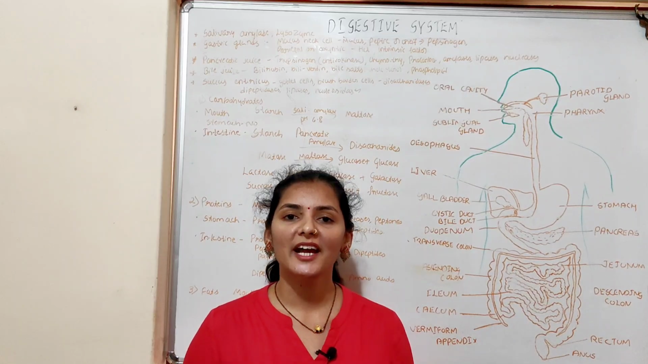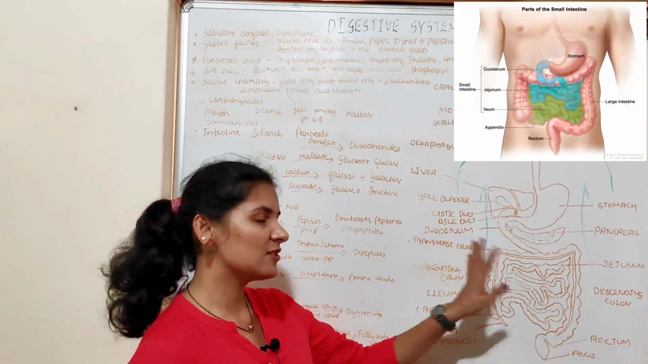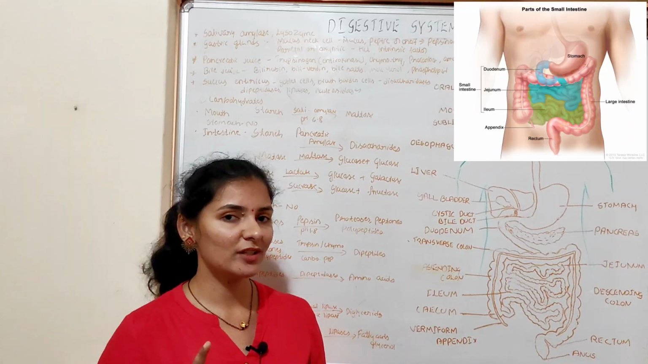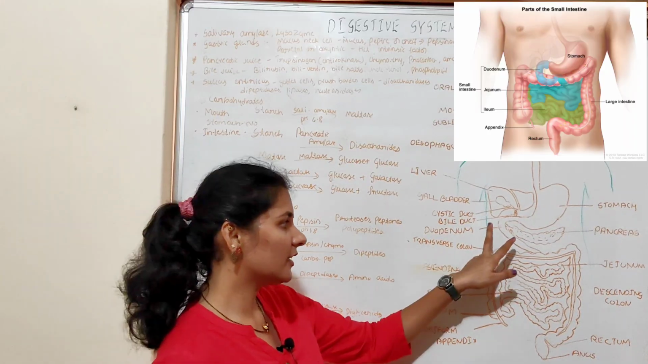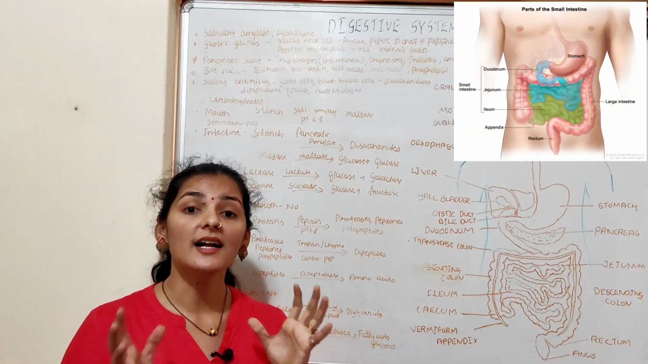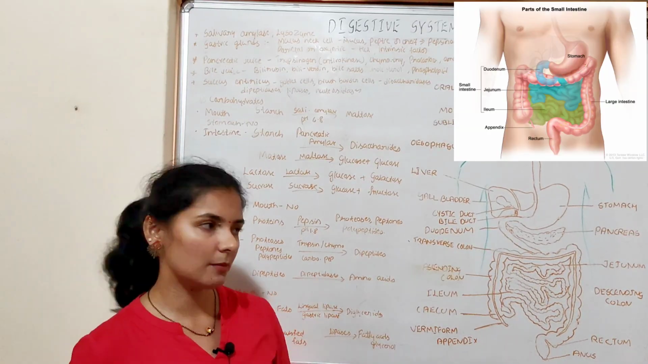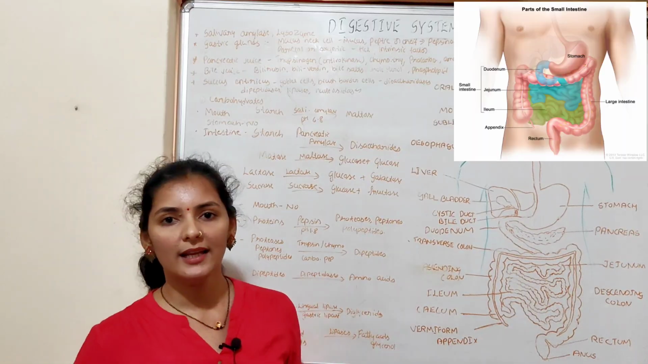Now we'll talk about the digestion of food in the small intestine, or how food gets digested in the small intestine. You know that the small intestine has mainly three parts, that is duodenum, jejunum and the ileum. And for your great surprise, digestion of the food particles takes place only in the duodenum, not in the jejunum and the ileum.